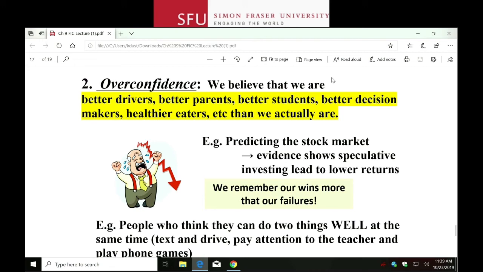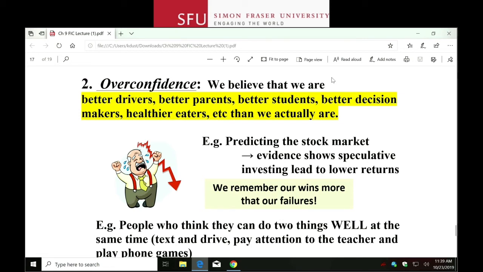Another example, people who think they can do two things well at the same time, like texting and driving, right? Why do people text while they're driving? Because they think they can. I read about a woman in Kelowna. She was not texting actually, but it made me think of it. She was caught eating ramen noodles. She had a hot cup of the instant noodles in one hand, and chopsticks in the other hand, and she was speeding. Why was she doing that? She was hungry, and she really felt that she would be a good driver while she was eating her noodles.